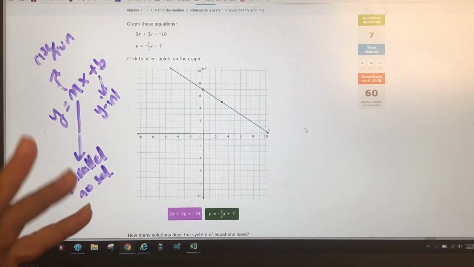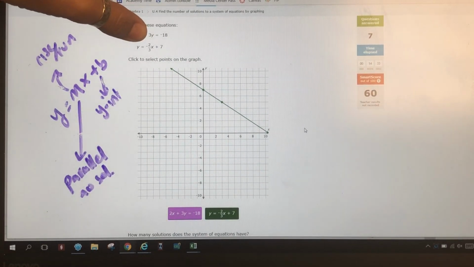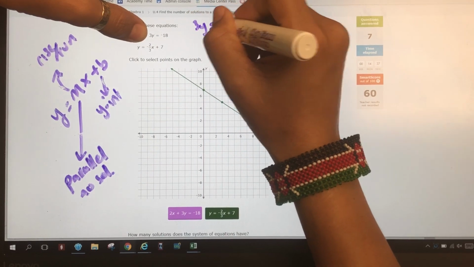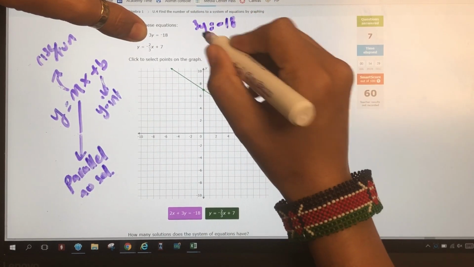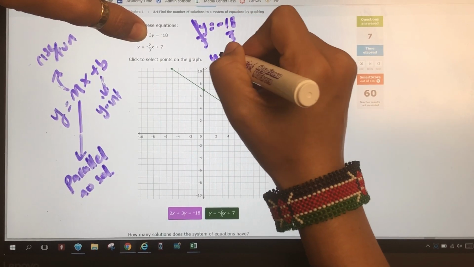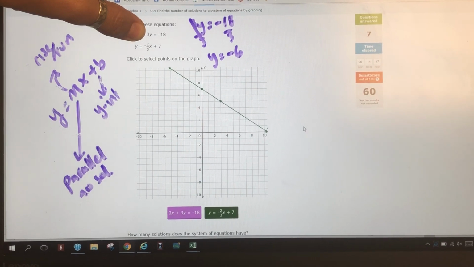So for this question, I'll do both. But I'll start off with my favorite, which is intercepts. So you cover up what you don't have. You have 3y equals -18. How do I get y by itself? I divide by 3, divide by 3. Y equals -6. So that's where I'm going to put my first point. So here's y, -6, bam.